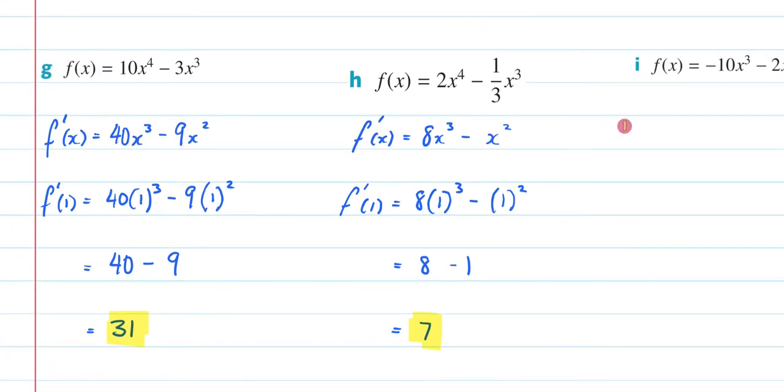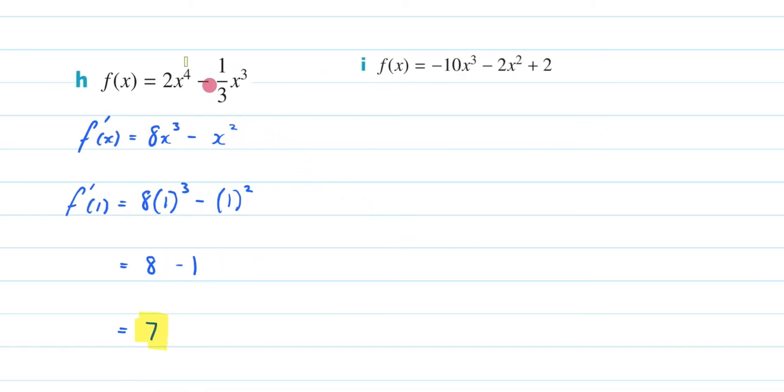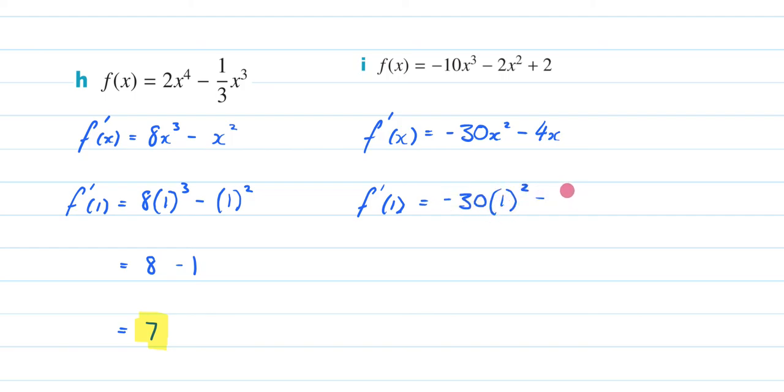Ooh. Let us now come over here and finish this one off. So we're going to get f'(x) is going to be negative 30x squared minus 4x. That 2 just goes away. I now am going to put 1 into this. So I'm going to get negative 30(1) squared minus 4(1), which is going to be negative 30 minus 4, which is equal to negative 34. And just like that, I am finished.